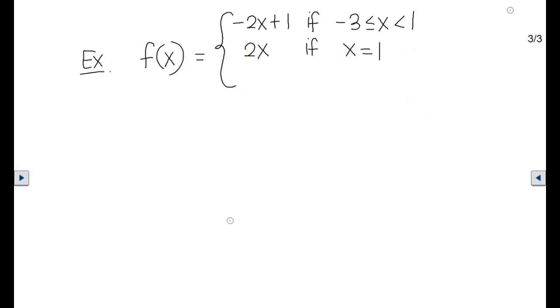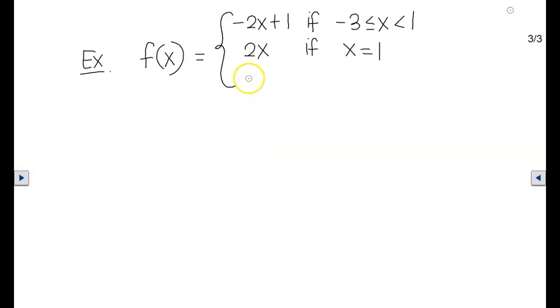Now you might look at this and say, wait a minute. This first domain had 1 in it, this second domain had 1 in it, but I want you to notice the difference. This says that x is less than 1. So in this domain, x can't be equal to 1. It has to be less than. If x is equal to 1, then this is your rule.